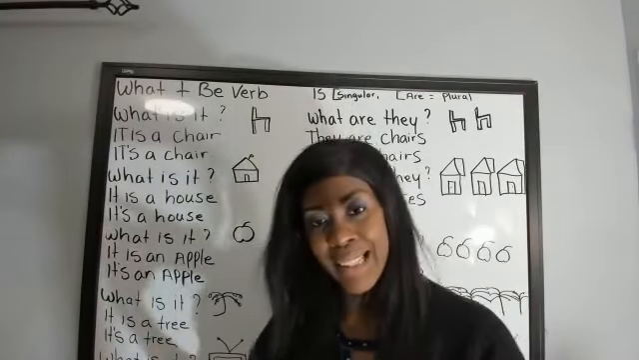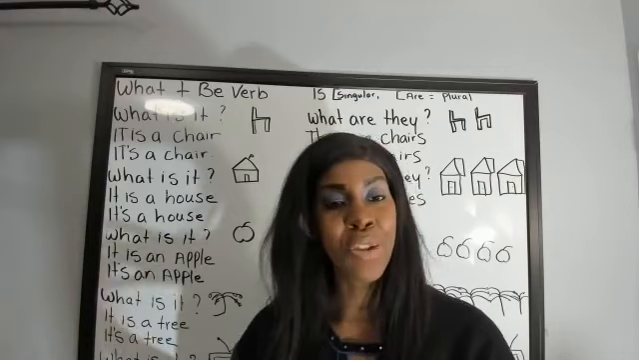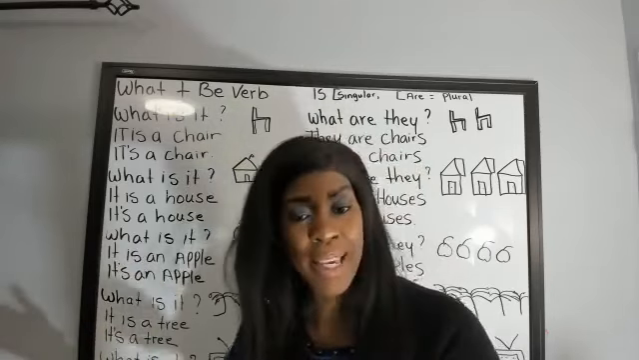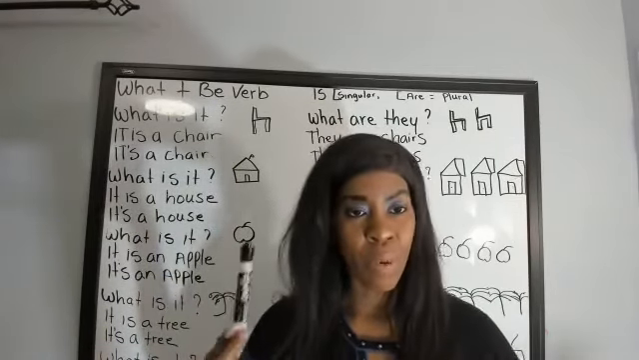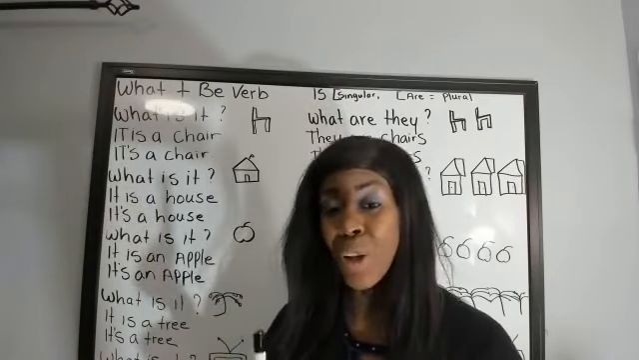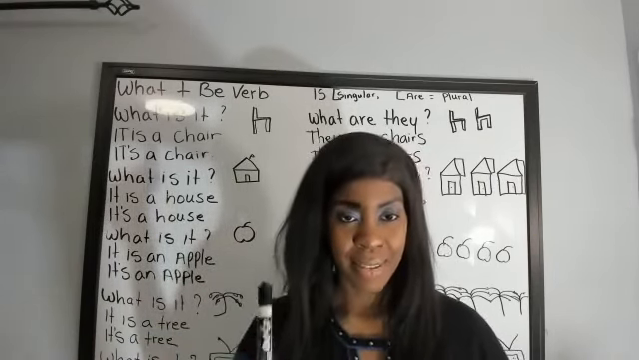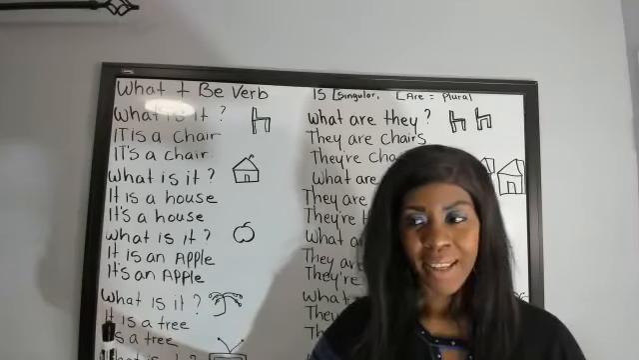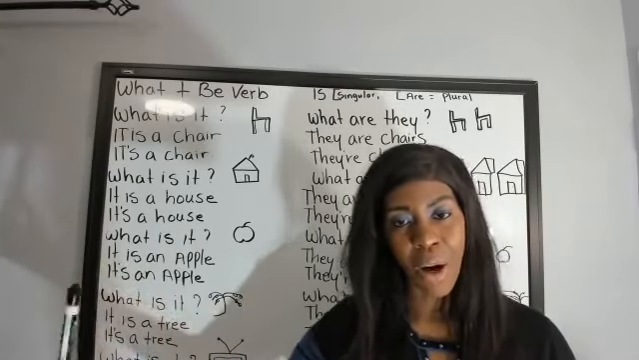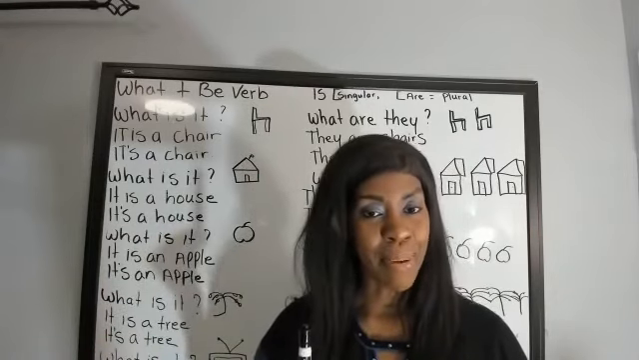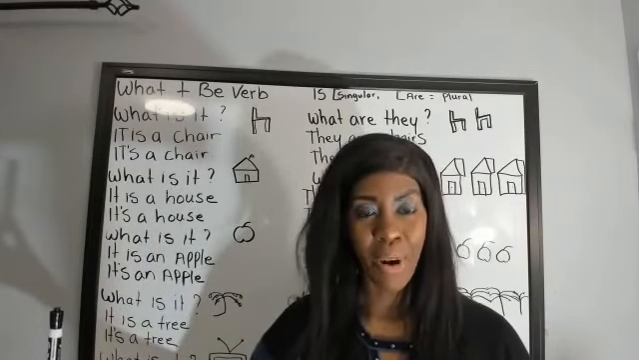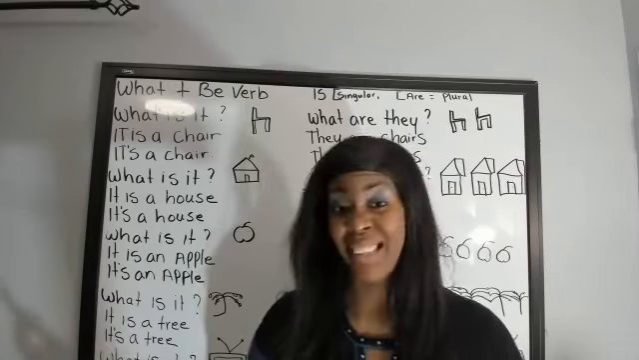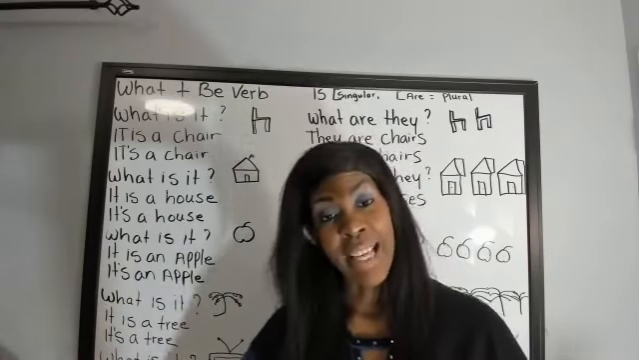This is and that is are used for a singular noun that is close or that is far away. Now, if I'm carrying one marker and this marker is close to me, I'm going to say, this is a marker. But if the marker is a distance away, I'm going to say, that is a marker. This is my marker. That is my marker.